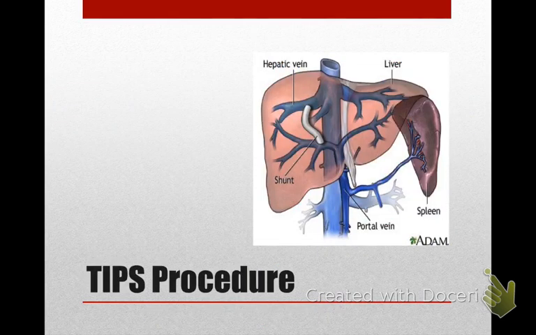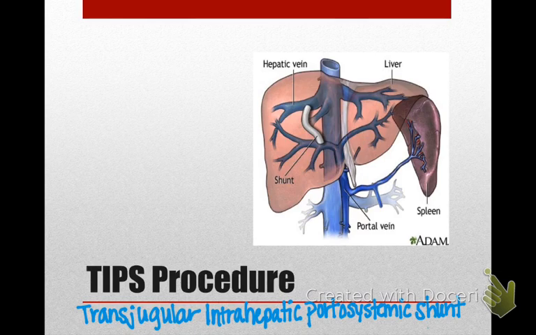All right, this is just a quick little TIPS procedure, a visual for you. It shows you that they do an anastomosis. The blood is completely, purposely diverted from the liver. Transjugular intrahepatic portosystemic shunt. And there are different ones your book talks about as well. I'm not going to really get into those. Those are good to know if you think you might be working with some liver patients, definitely review it.